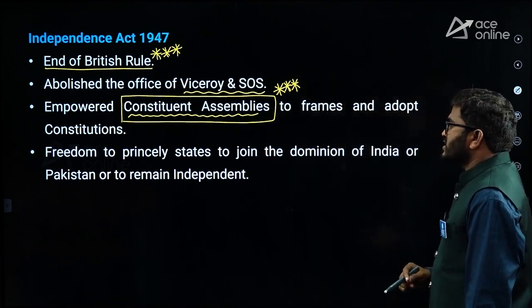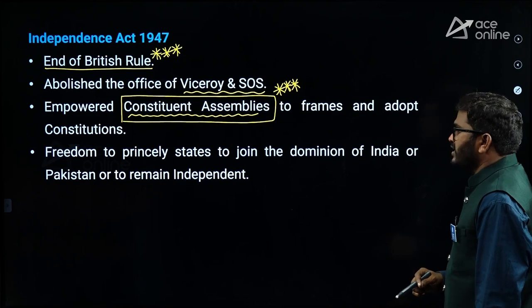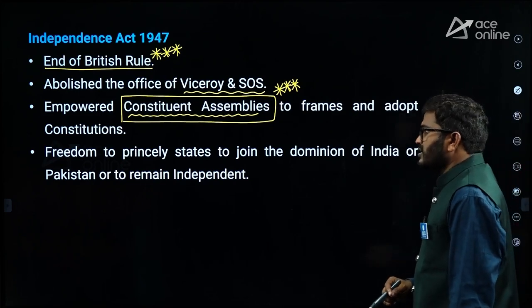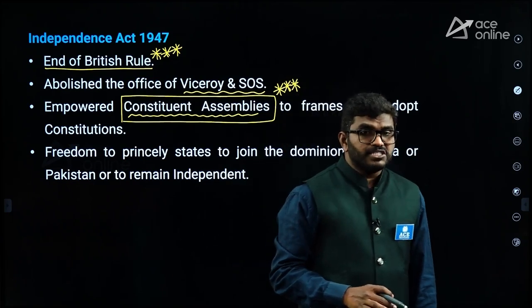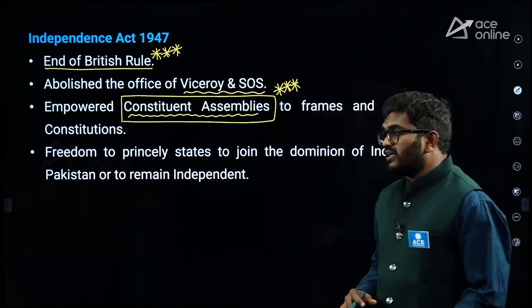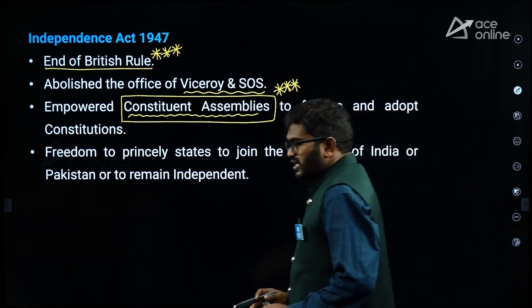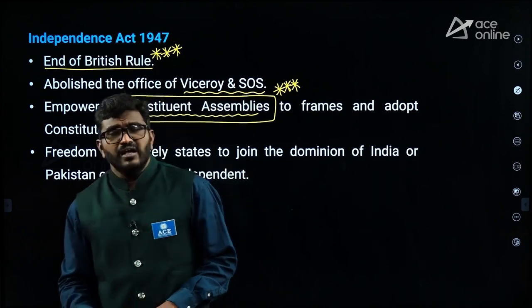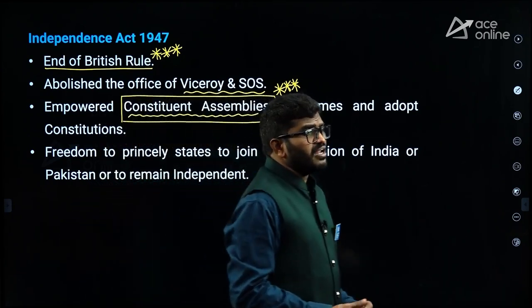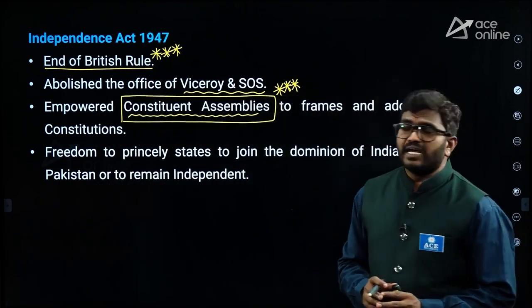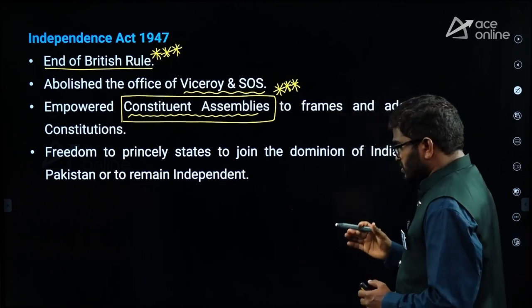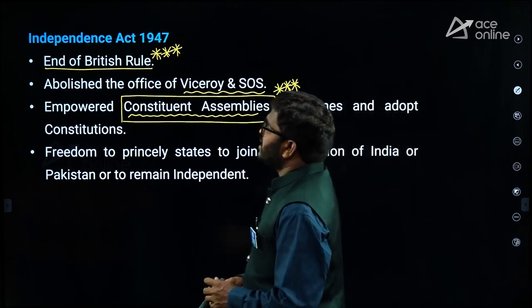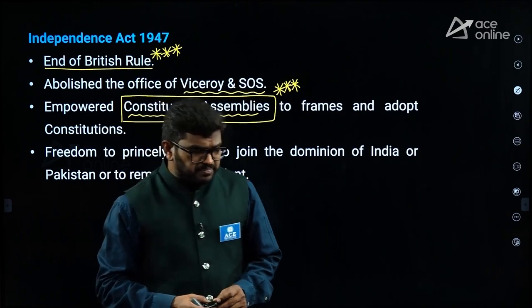Freedom was given to princely states to join the dominion of India or Pakistan or remain independent. Some princely states were present, right? So they were given the freedom: if you want, you can join India, or you can join Pakistan, or you can remain independent. So this is the Independence Act 1947.